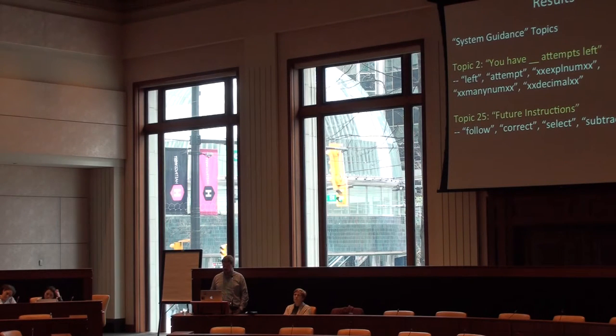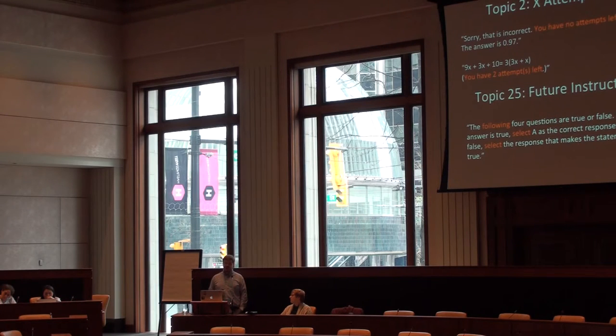And then for system guidance topics, these were things that appeared to be system generated messages or meta messages about a student's performance and actions within the system. Things like topic 2, you have blank attempts left. Topic 25, future instructions. These are some examples of those. You have 2 attempts left, you have no attempts left, and then also questions about what's coming up in the future and how to answer these future problems.